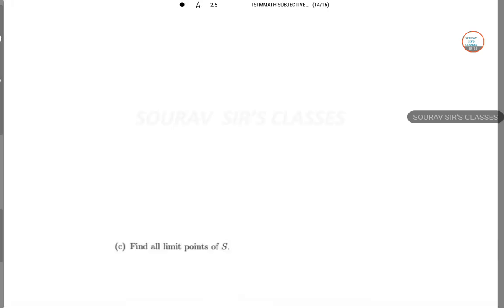Next part, C. In C they say find all limit points of S. So if we solve the first two parts, the limit points of S are 0 and 1 by n for all values of n greater than or equal to 1. That's it.